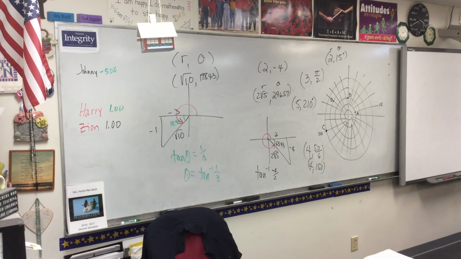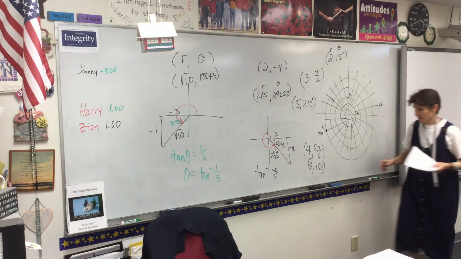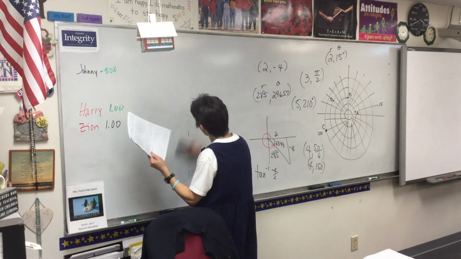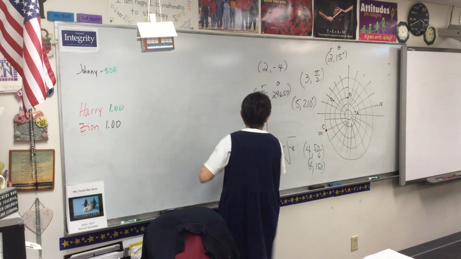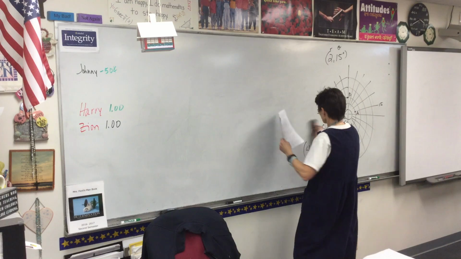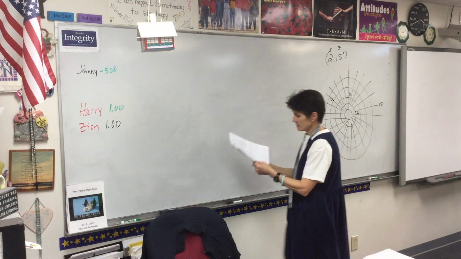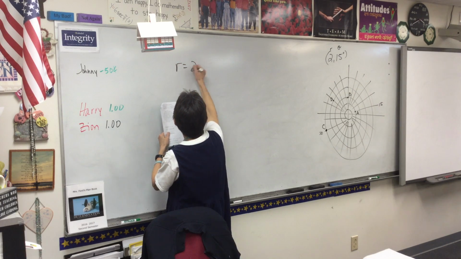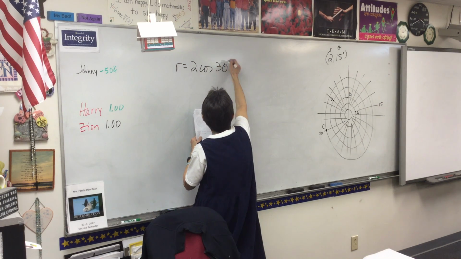All right, so here's what I want everybody to do. We're on number 5, and we are going to sketch these curves on our calculator. And then we're going to talk about the different shapes that we come up with. So the first one is r equals 2 cosine 3 theta.